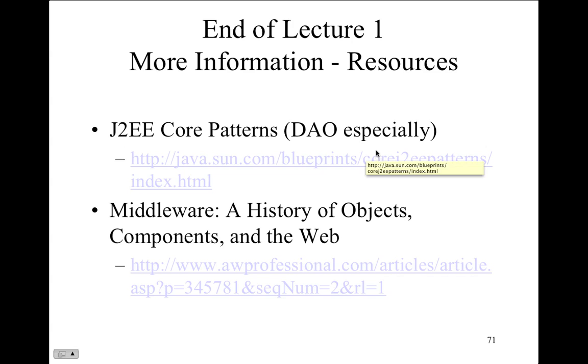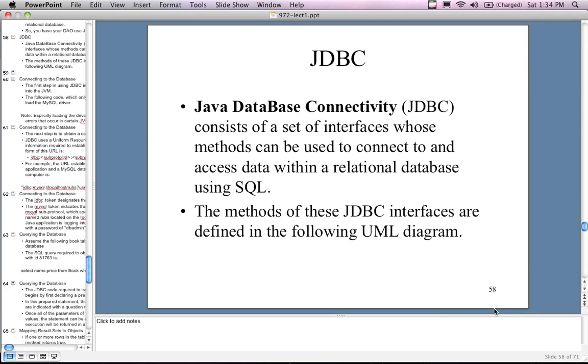But I checked these links a couple of days ago, and it actually does work. If you wanted more information, I mentioned the DAO in the first part of this lecture and the design patterns. This link is actually not a bad source for design patterns if you're interested in learning a little bit more about that. Also, if you want information on the history of objects, middleware, components, web stuff, this is not a bad link as well for information on those subjects.